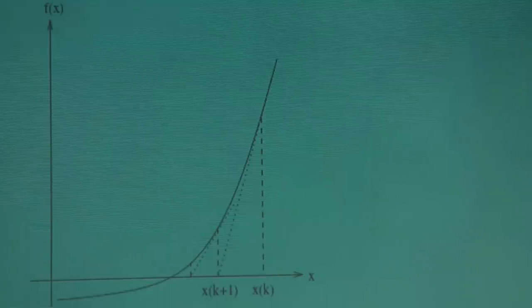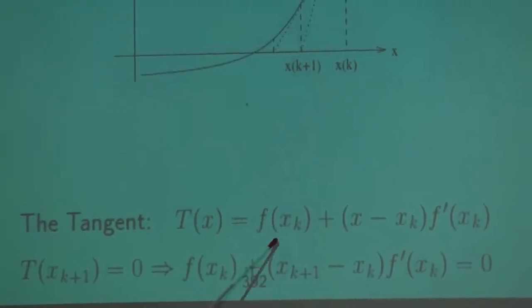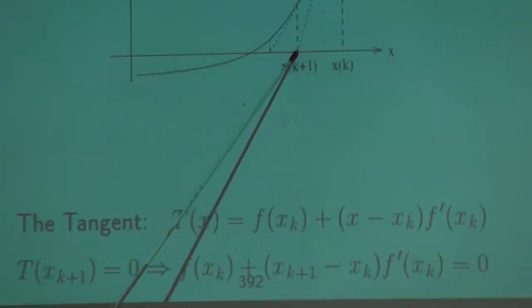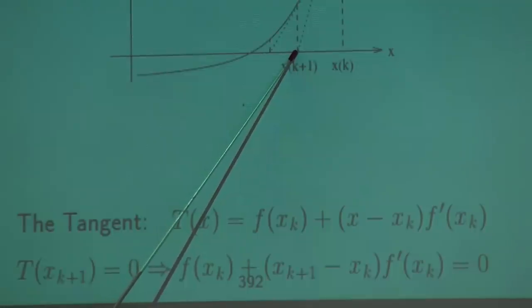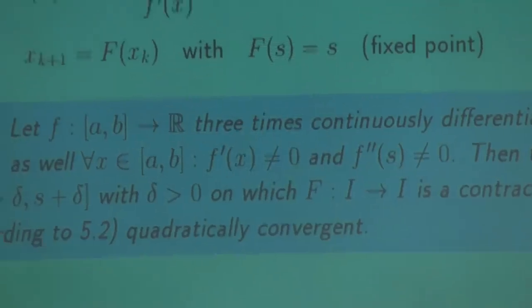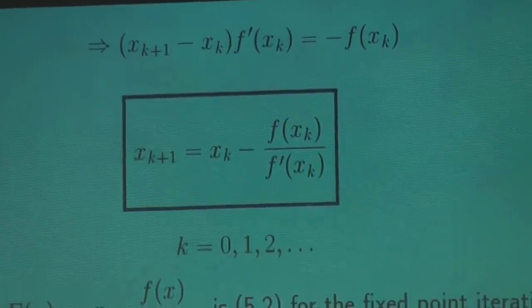This is the formula for the tangent in this point xk. It's f of xk plus x minus xk times f prime of xk. You see, this is the Taylor expansion to the first order term. That's the tangent. And now, what did we do here? We define xk plus 1 as the root of the tangent. We set our tangent equal to 0, and we define x equal xk plus 1. Now we take this equation and solve it for xk plus 1. And that's what we get, which is the formula for the Newton iteration.